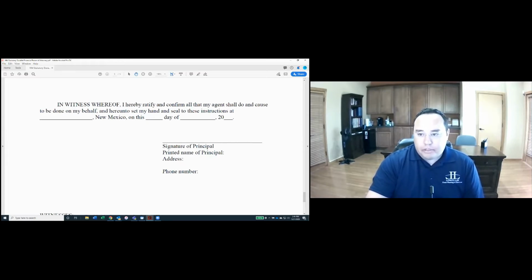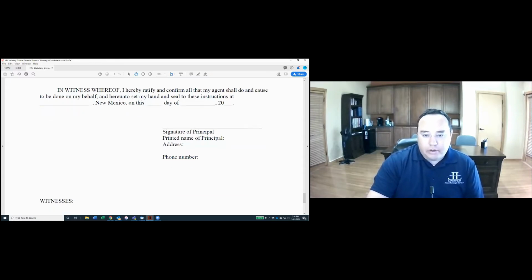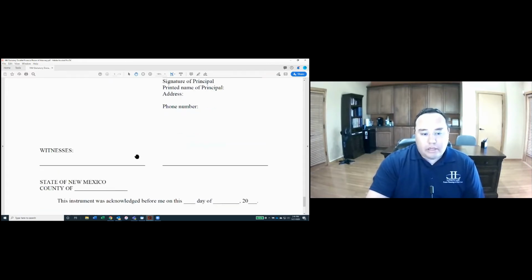And you, the person who's creating this document, are known as the principal. So this is where you, the principal, would sign your name. You'd also want to print your name, make sure that it's legible, and then also your address and your phone number. Now, there's also a signature block here for witnesses. Witnesses are not required, but they bolster and add to the credibility of this document should there ever be a challenge or some concern about its validity.